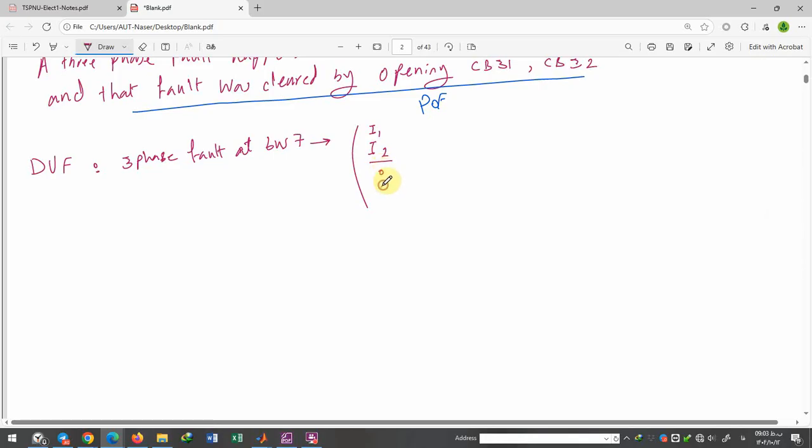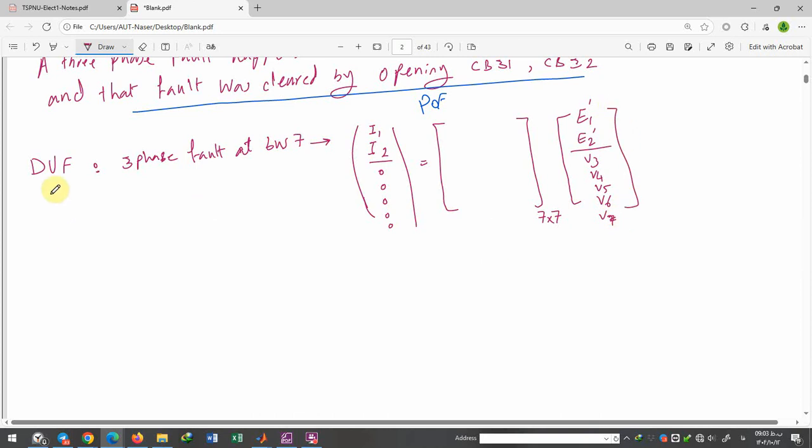Buses 3, 4, 5, 6, and 7. After that we have Y bus with dimension of 7 by 7, and we have E1 prime, E2 prime as the EMF of generators. After that, the regular voltage of buses V3, V4, V5, V6, and V7.